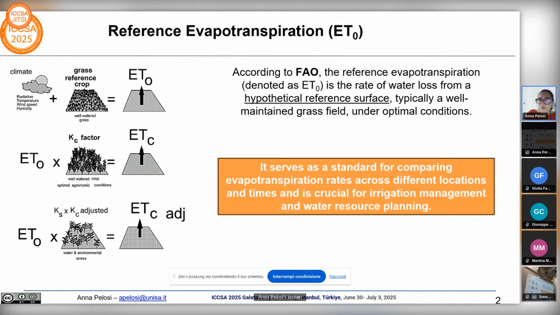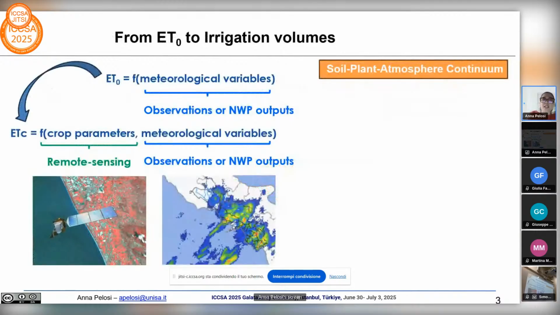Indeed, the computation of reference evapotranspiration, if multiplied with crop coefficients, helps to assess the effective crop evapotranspiration. In particular, the reference evapotranspiration depends only on meteorological variables such as wind speed, temperature, solar radiation and relative humidity, while the crop evapotranspiration also depends on crop parameters, which depend on the crop type and crop development stage. However, if meteorological variables can be obtained by observation at certain points of a ground-based meteorological network or from numerical weather prediction outputs, the crop parameters may be integrated in the framework by using remote sensing multispectral images.